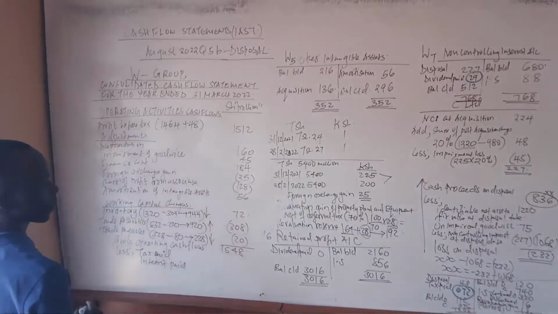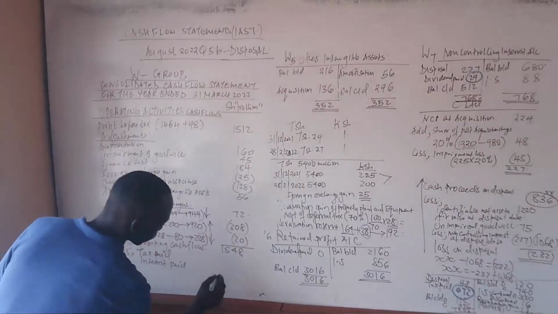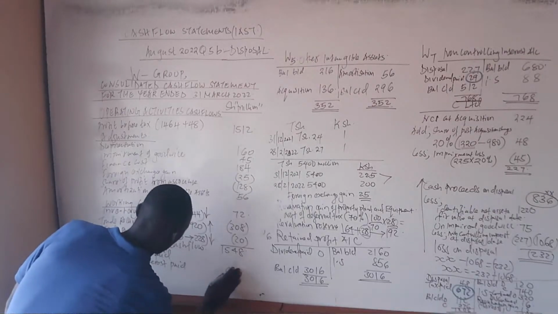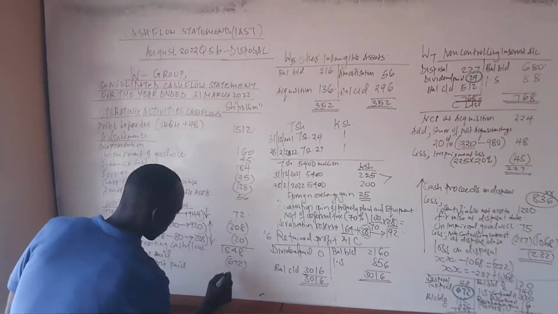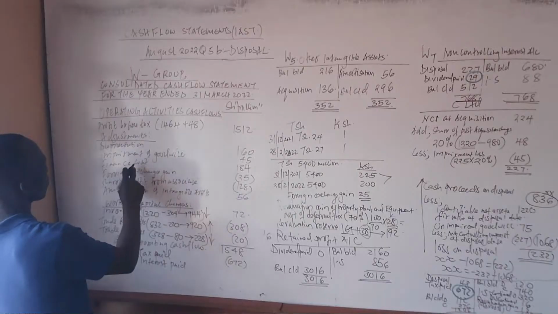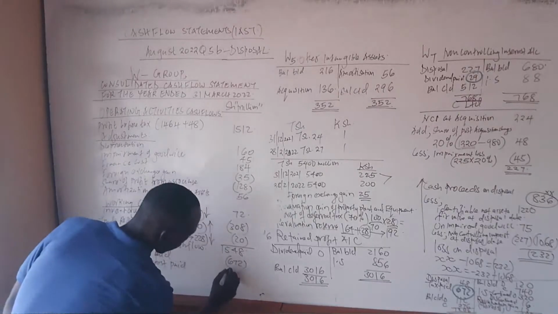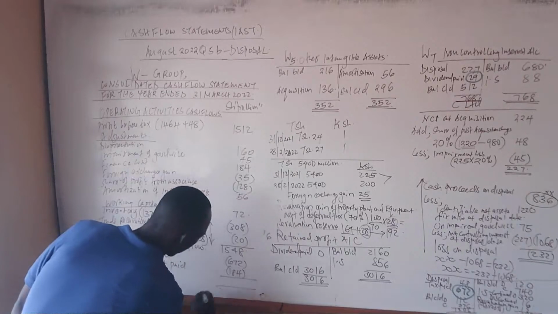So the tax paid was how much? We had computed it. It is there. It was 672. The tax paid, 672. And then we have the interest paid of how much? Interest paid, we said if we have no more information about finance cost, 184. And then from there we will get what?